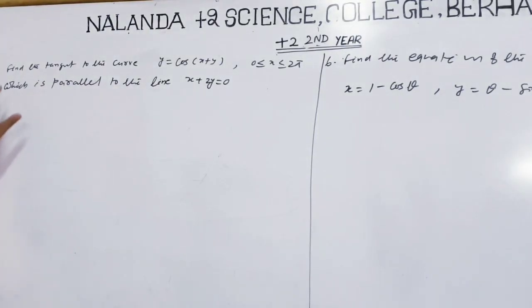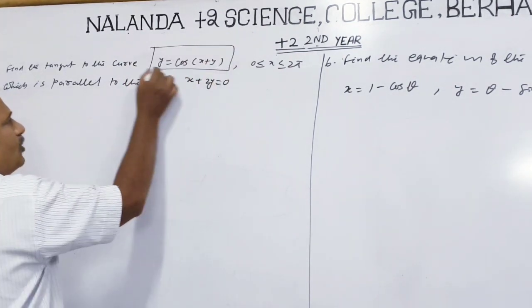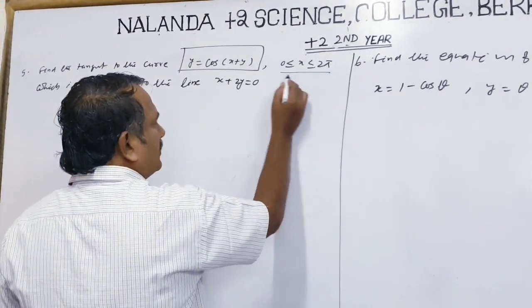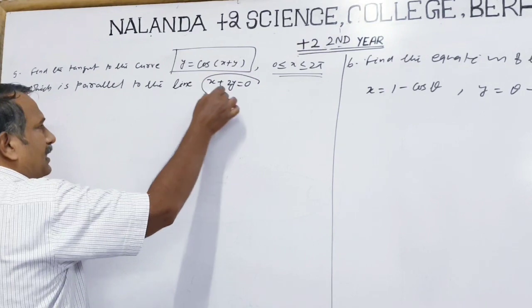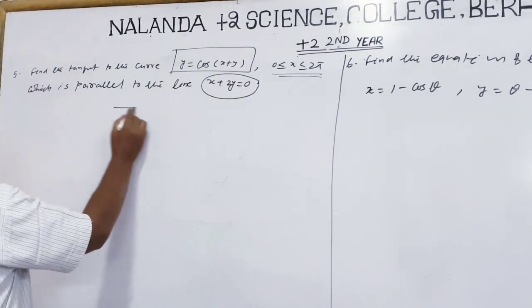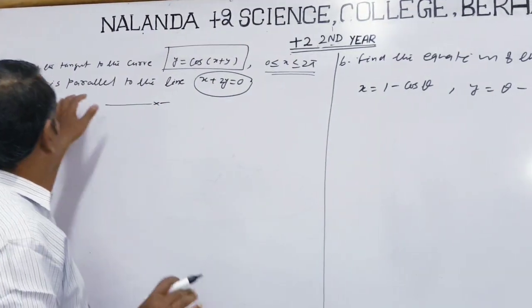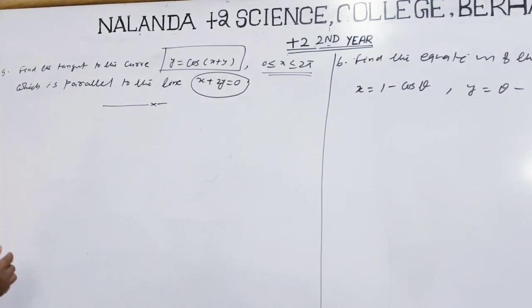Now another question is: find the equation of the tangent to the curve. Here the curve is given, y equal to cos of x plus y, where x lies between 0 to pi, which is parallel to the line. Parallel to the line means the slope of the tangent and the slope of the given line are equal, because they are parallel.